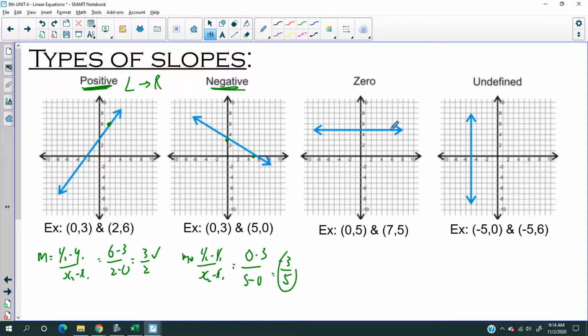Okay, now what is a zero slope? This is what a zero slope looks like, right? If I pick 0, 5, and I pick 7, 5, which is right here, let's see what happens. y2 minus y1 over x2 minus x1. So look, 5 minus 5 over 7 minus 0. 0 over 7. That's 0, right? Zero slope, flat line.